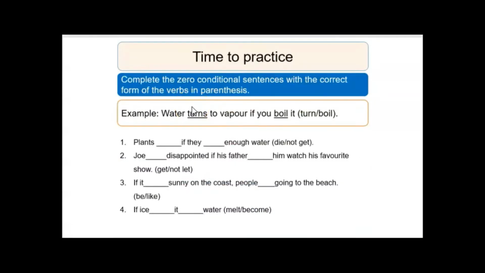Okay, let's practice that. Complete the zero conditional sentences with the correct form of the verbs in parenthesis. Example. So we have turn and boil. Water turns to vapor if you boil it. In this case, there's no comma because we started with the result. And remember we've got present simple and present simple. So see if you can do that for 1 to 4. Pause your video and we'll check together in 3 minutes.